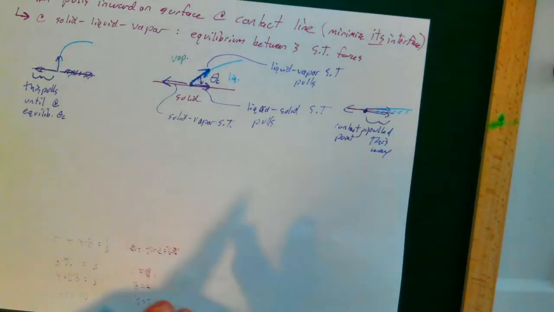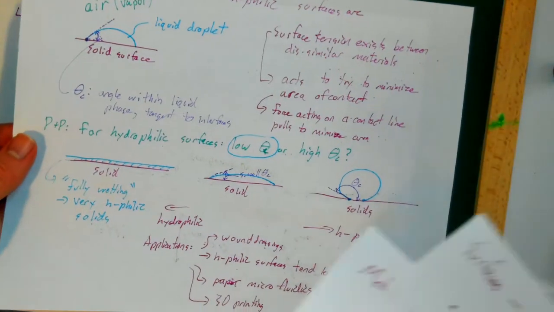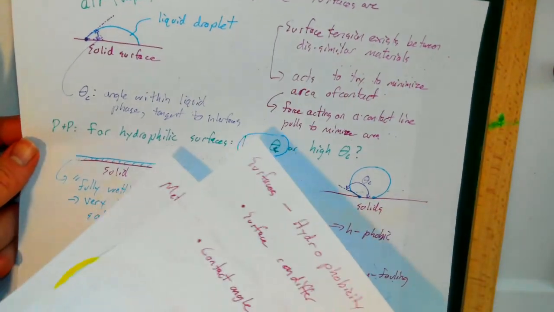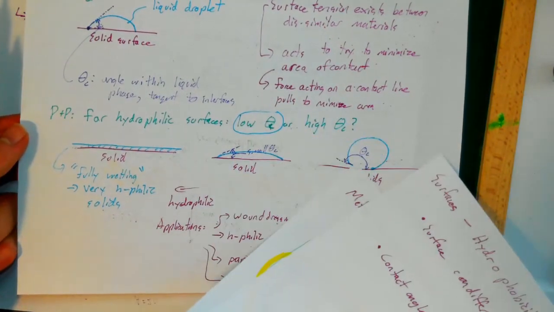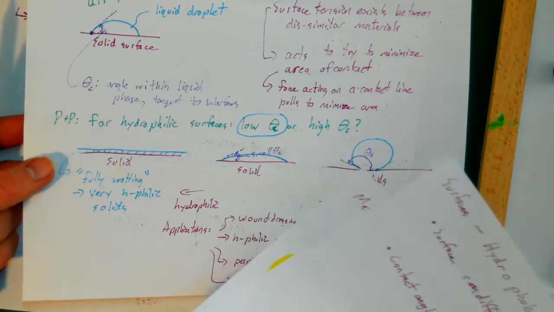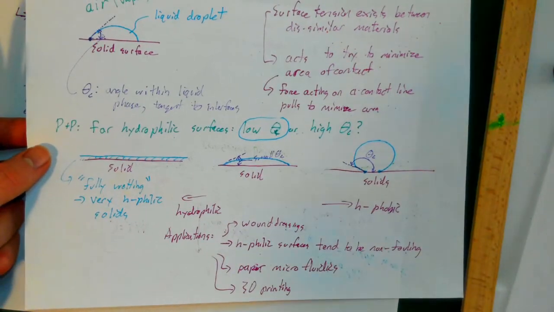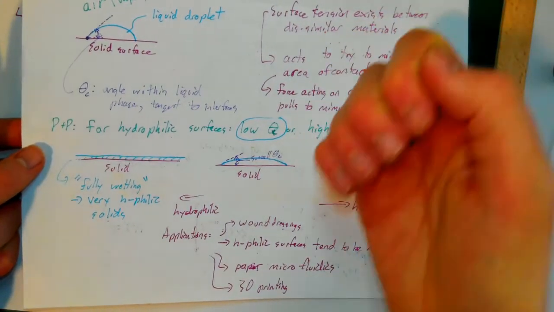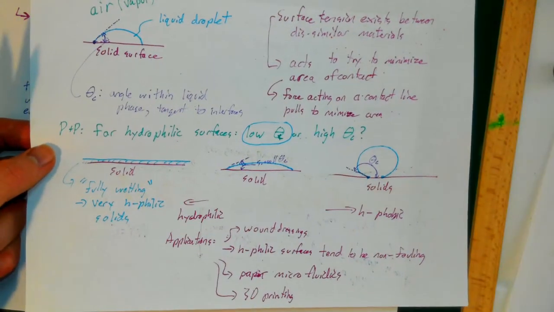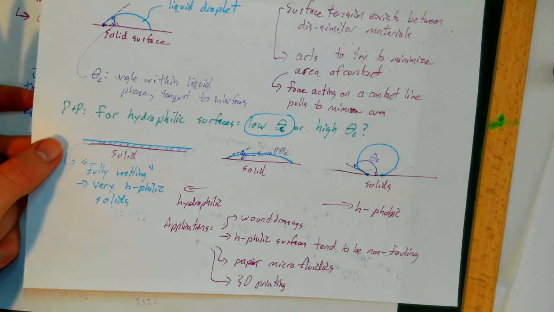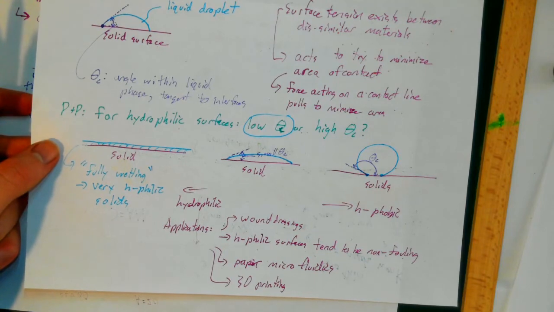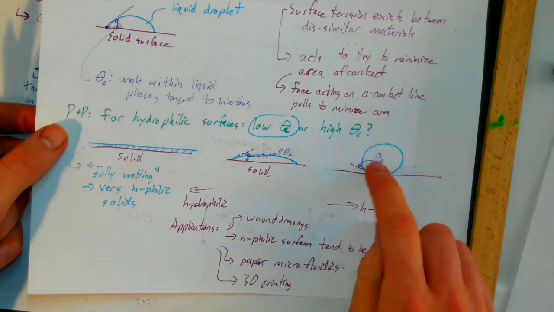And of course, different combinations of liquid, vapor, and solid have different equilibrium contact angles. So when you do an experiment, you oftentimes put down a droplet and then jiggle the surface in some way to make sure that the droplet is in its equilibrium configuration.